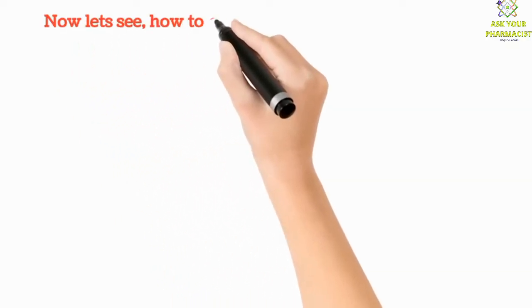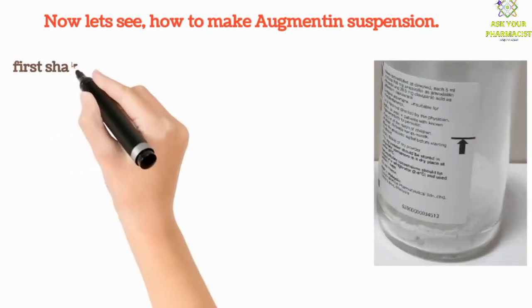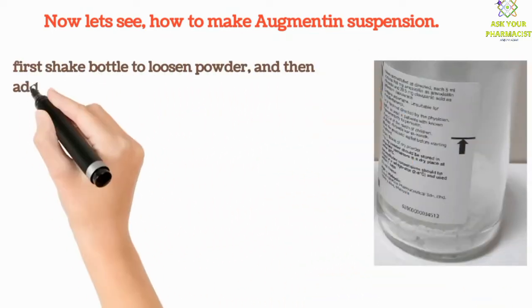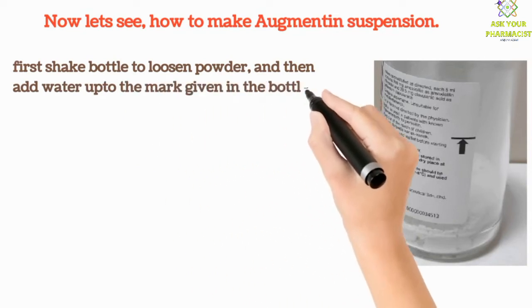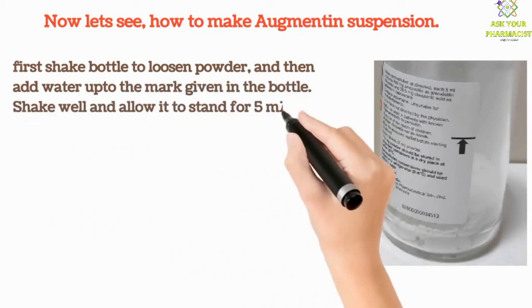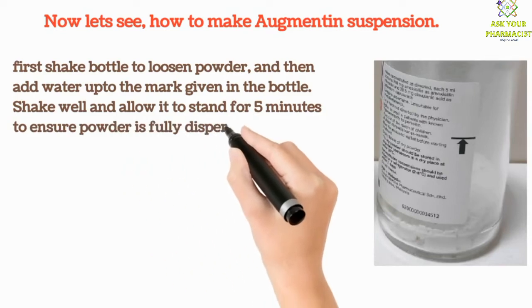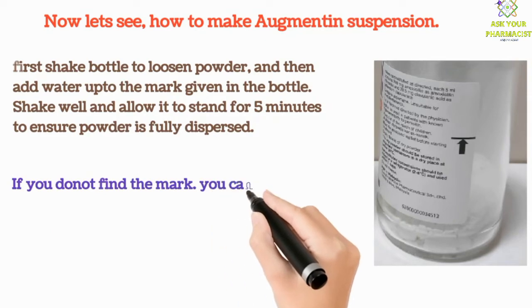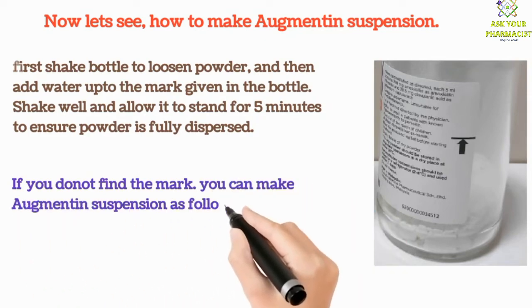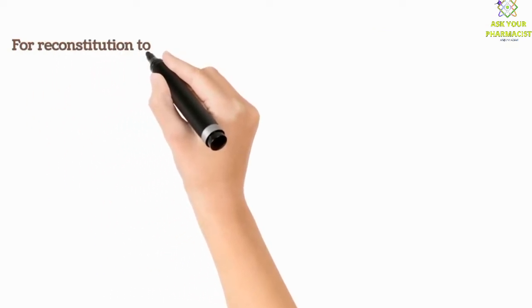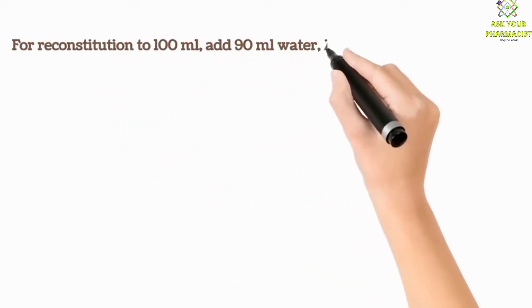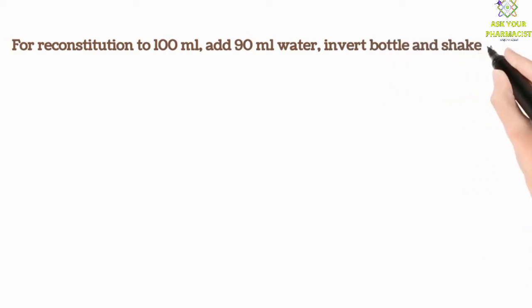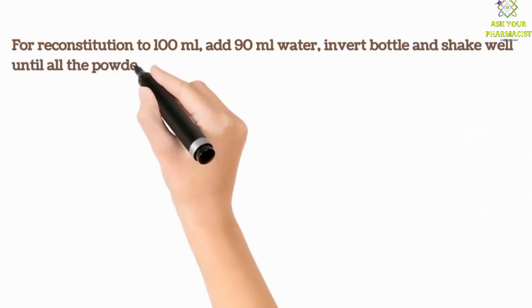Now let's see how to make Augmentin suspension. First shake the bottle to loosen the powder, and then add water up to the mark given on the bottle. Shake well, and allow it to stand for 5 minutes to ensure the powder is fully dispersed. If you do not find the mark, you can make Augmentin suspension as follows. For reconstitution to 100 ml, add 90 ml water. Invert the bottle and shake well, until all the powder is dispersed.